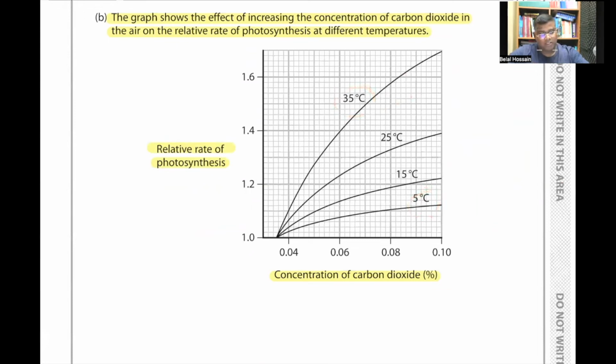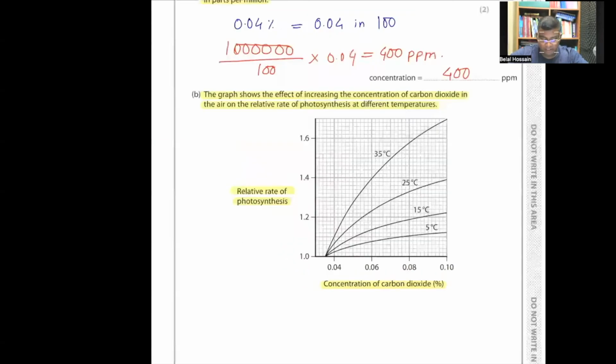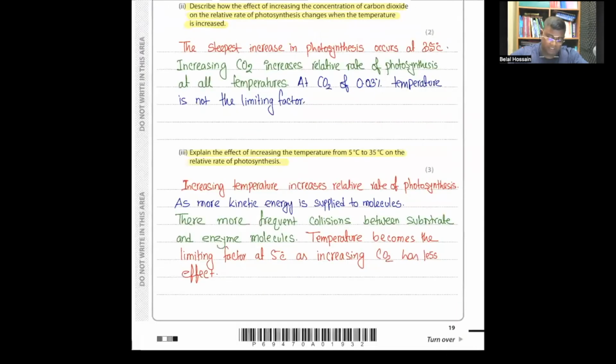Why is it? Because as the temperature increases, there is an increase in kinetic energy supplied to molecules. So there is more frequent collision between the substrate and enzyme molecules. The temperature becomes a limiting factor at 5 degrees Celsius, because you can see that even with increasing carbon dioxide concentration, it does not increase the rate of the photosynthesis significantly.